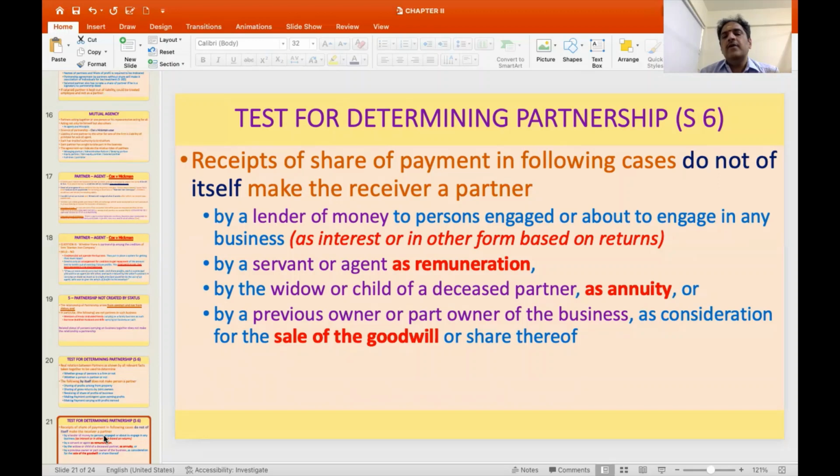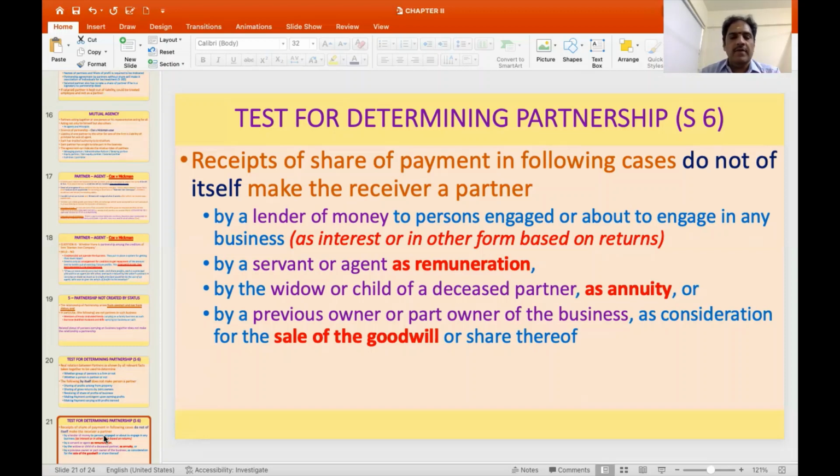Similarly, a servant or an agent who is operating, like what I talked about, like an employee, he gets a remuneration or a salary. He cannot be a partner unless you are mentioning expressly that he is a partner, and there are more incidents to it than merely getting this remuneration. Then a widow or child of a deceased partner getting an annuity, like a pension for the time that he has been a partner, if the partners agree and give a pension, those people will not automatically be eligible to be called partners. Then a previous owner or part owner of the business has consideration for the sale of goodwill or a share thereof.